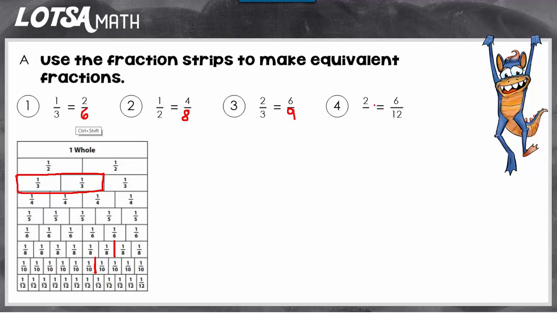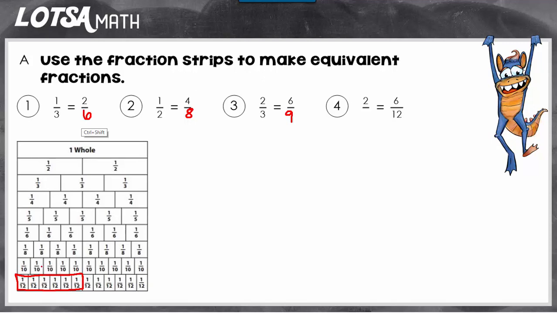Okay, let's look at number 4. We have 2 pieces of something is going to be the same as 6 out of 12. So if these are our 12, 6 of them is going to be 1, 2, 3, 4, 5, 6 right here. So which denominator can we take to where if we have 2 of the pieces, it's going to equal 6/12?